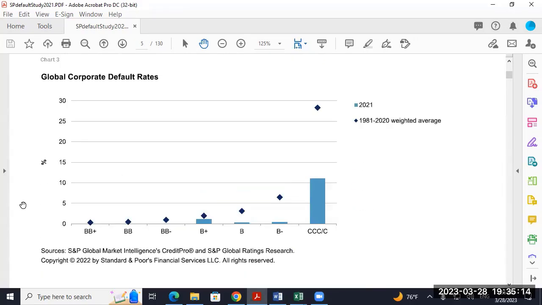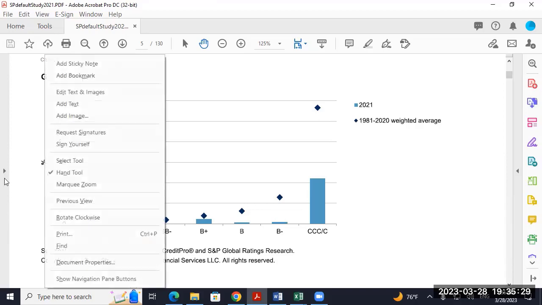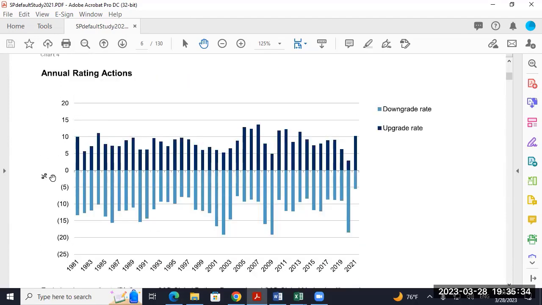This one's pretty interesting. This shows you the default rates this last year versus the average over time. So last year was a fairly, 2 years ago, 2021, 2022 probably was a little bit rougher year given what was going on with rates, but 2021 was a fairly innocuous year. Upgrades versus downgrades. 2021 was a fairly unusual year where there were a whole lot of upgrades and very few downgrades. 2021. So we'll see if 2022 is the same way.